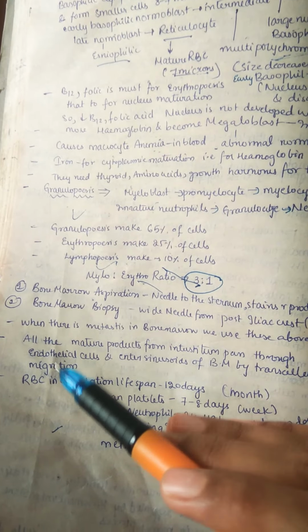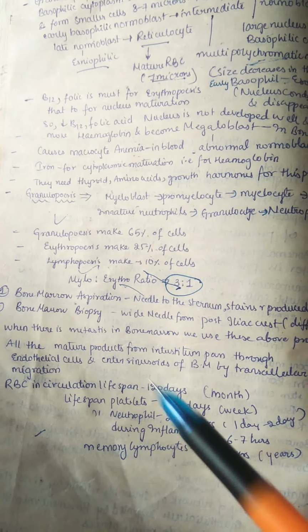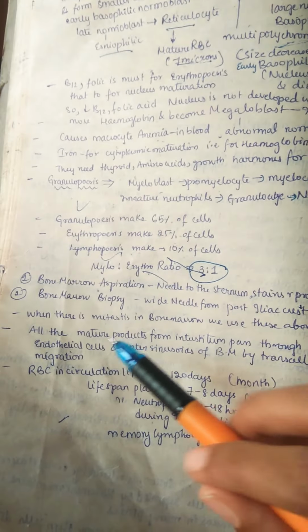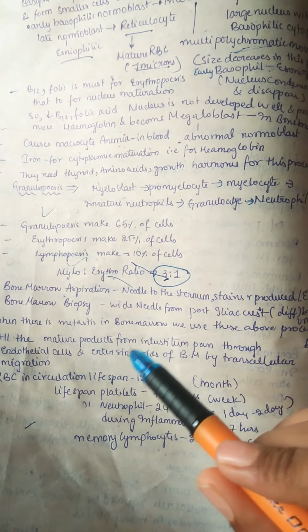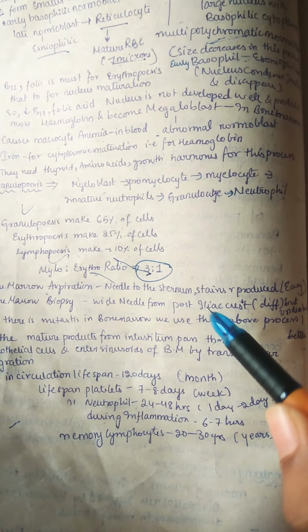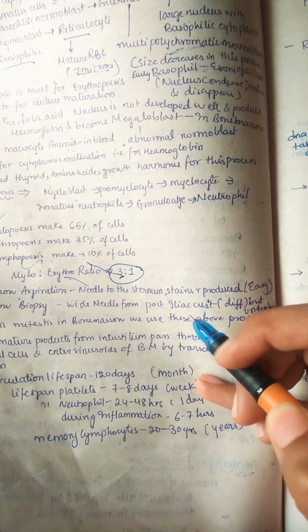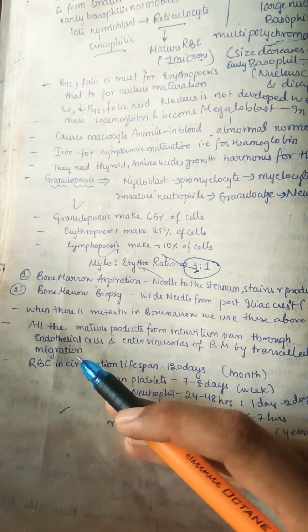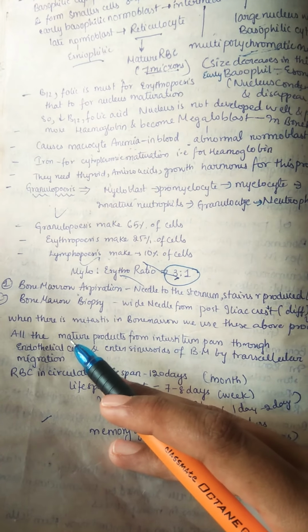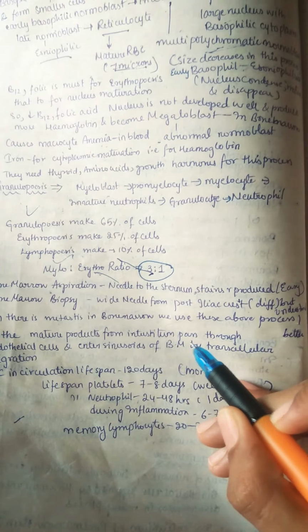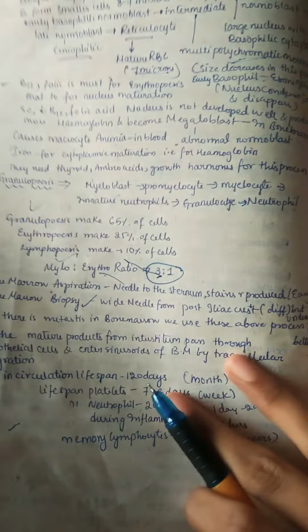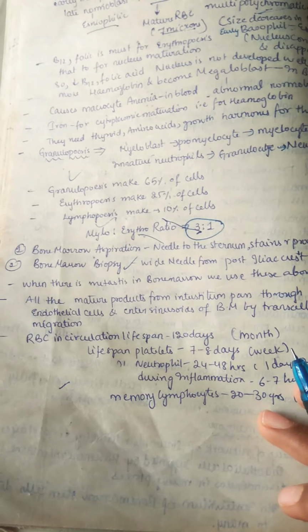Bone marrow aspiration is where a needle is inserted into the sternum and the marrow is drawn out for staining. Next, bone marrow biopsy: a wide needle is used, mainly inserted from the posterior iliac crest, and it is different from aspiration. Bone marrow biopsy is used whenever there is any metastatic or cancerous growth in the bone marrow.